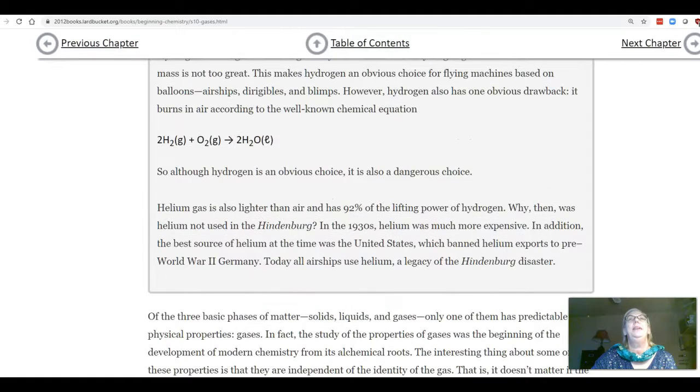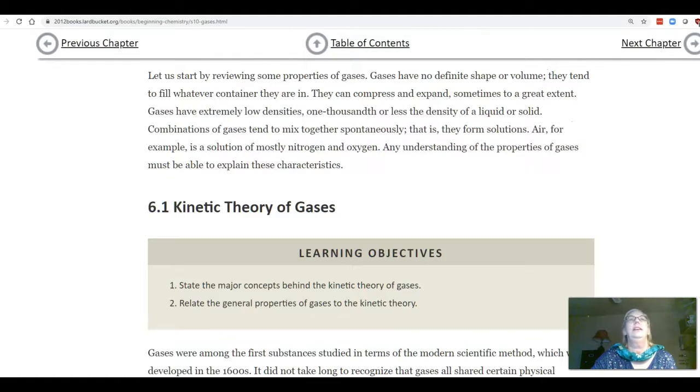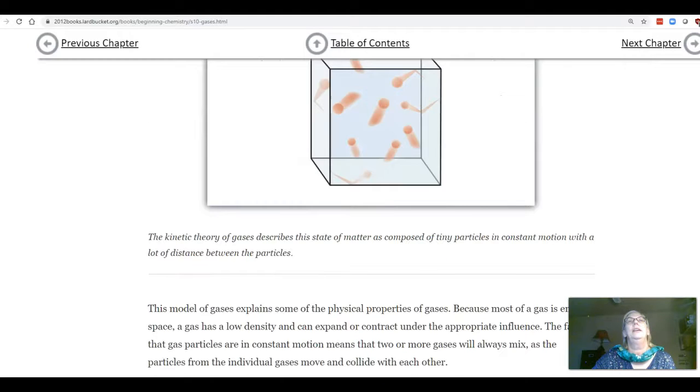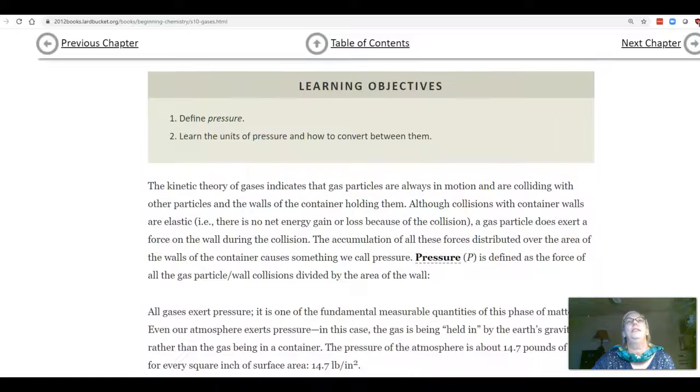So here's an opening essay about the Hindenburg, which is a huge explosion, and then it's going to talk to you about the theory we use to think about gases. So read through that, and it's all concepts, so not too bad.